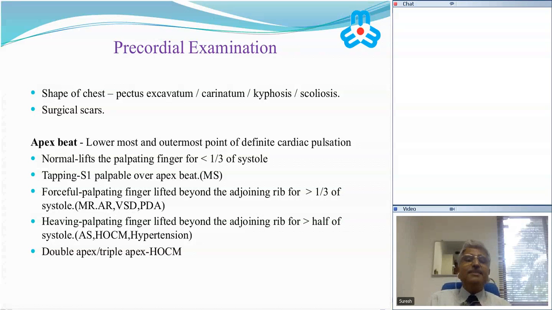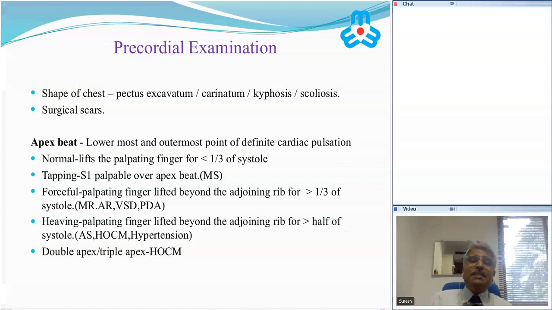Let's say that it is normal. When it lifts the palpating finger, but not for any great duration. For a comparison, we say that it seems to lift the palpating finger for less than a third of systole. You call it tapping when there is a palpable shock or burst sound over the apex beat. You call it forceful when the palpating finger is lifted beyond the adjoining ribs. That is the magnitude of lift that you are defining. Normally, when it is lifted, it doesn't go beyond the level of the adjoining ribs.